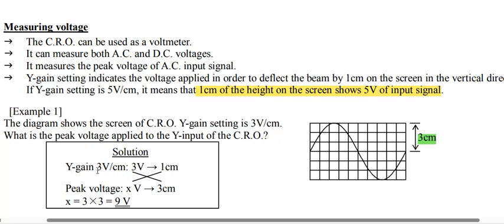So the Y gain, which is 3 V/cm, is such that 3 V is equal to 1 centimeter. Then the peak voltage, which will be X volts, is equal to 3 centimeters. The 3 centimeters comes from what I have highlighted in green. But what we know is that 3 V is equal to 1 centimeter. So if you cross multiply, we find that the voltage for 3 centimeters is 9, because 3 times 3 gives us 9.